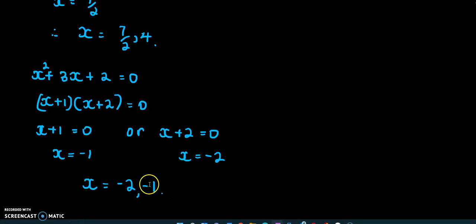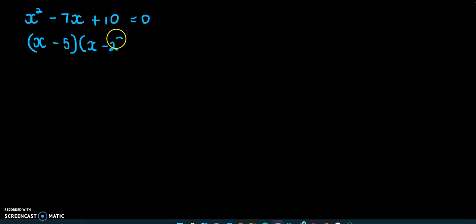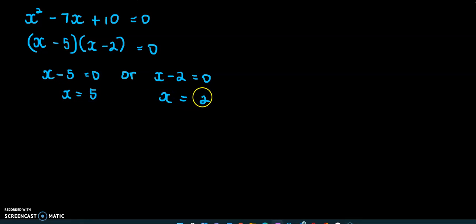Let's continue now. So let's say we have x squared minus 7x plus 10 is equal to 0. Again, first we factorize. When we factorize, we will get that this will be x minus 5 into x minus 2 is equal to 0. So we then get x minus 5 is equal to 0, or x minus 2 is equal to 0. So x is equal to 5, or x is equal to 2. And then we put our solution together. So it's x is equal to 2 or 5.